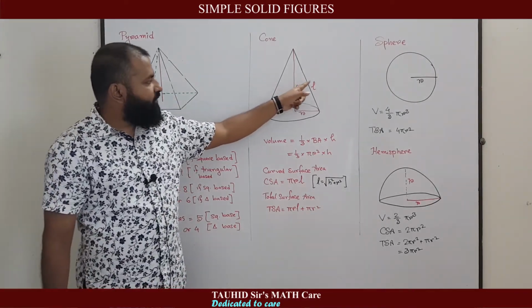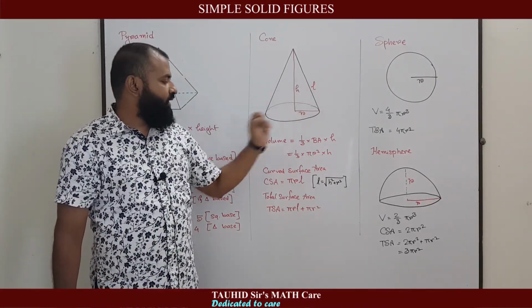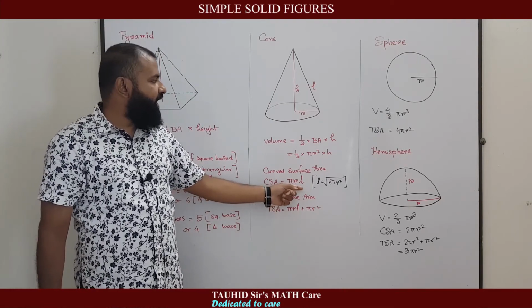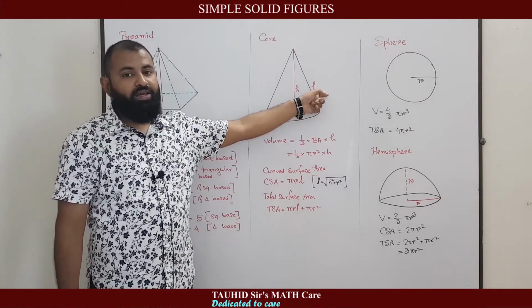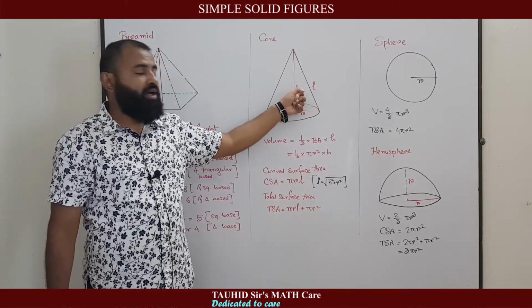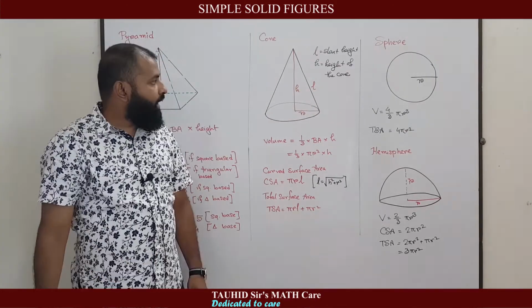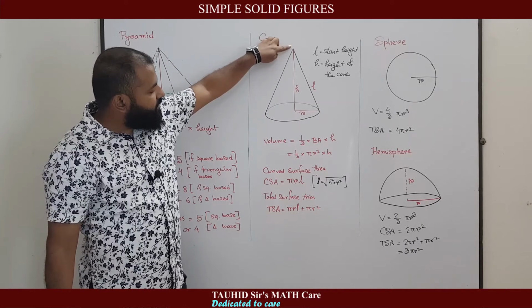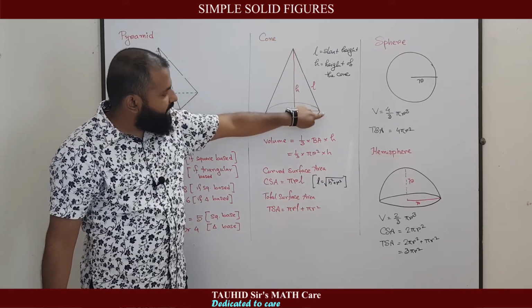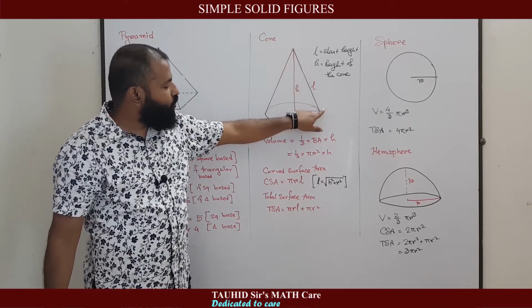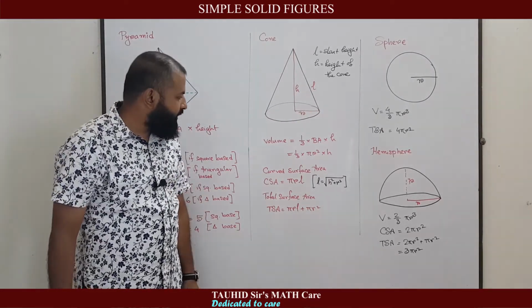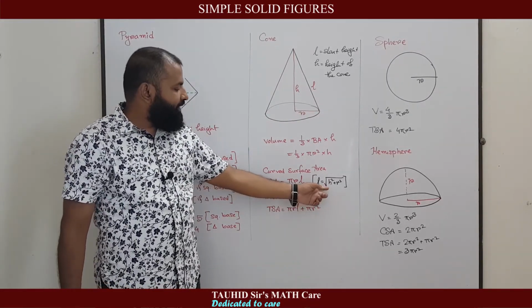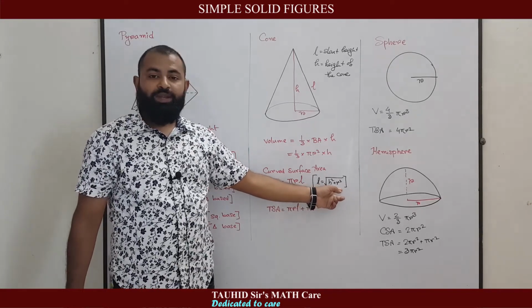Its curved surface area, the surface surrounding it, is pi r l, where the l is slant height and h here is the height of the cone. How can we find the slant height? This height is called slant height. From top to one edge of the cone, we call it a slant height. How can we calculate it? L equal to root over h square plus r square.